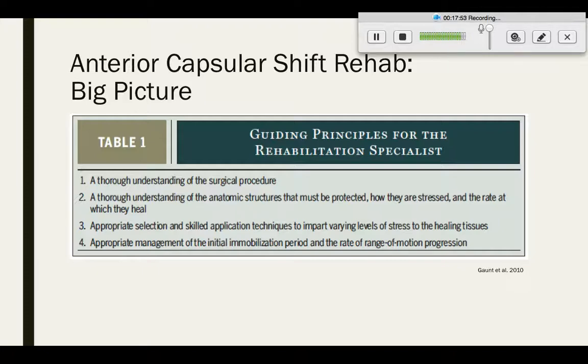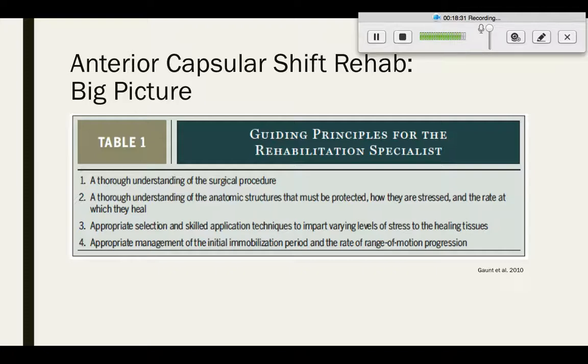So just guiding principles. We want to make sure that we have a thorough understanding of the surgical intervention itself. We want to make sure that all anatomic structures are identified and that they're protected, but that they're stressed systematically to promote tissue healing and stability. So by doing that, we have to appropriately select and apply techniques at different levels to stress these healing tissues, and we have to really make sure that we're staying on top of the initial mobilization period and being systematic about the rate at which we progress range of motion.